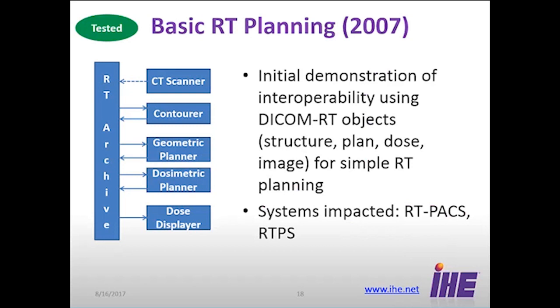A dosimetric planner would be the thing that actually calculates the dose, and a dose displayer would be something that lets you see the dose. And the RT archive would be the storage of all that information. So each of those things is an actor, and each of those things has a specific role and specific abilities within their profiles.